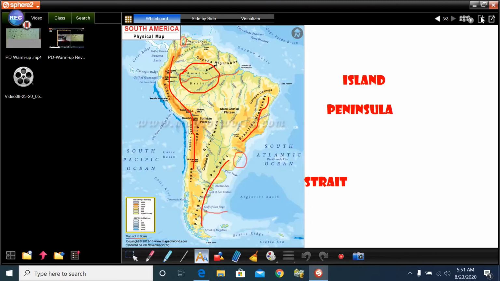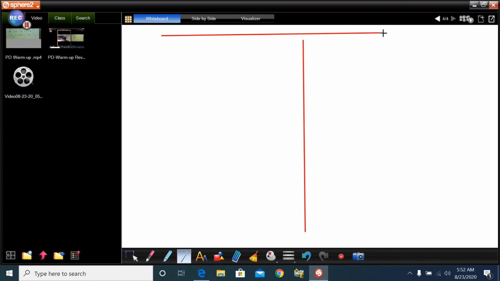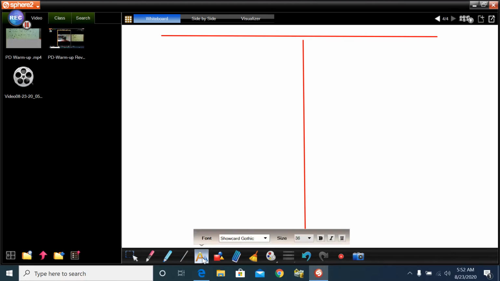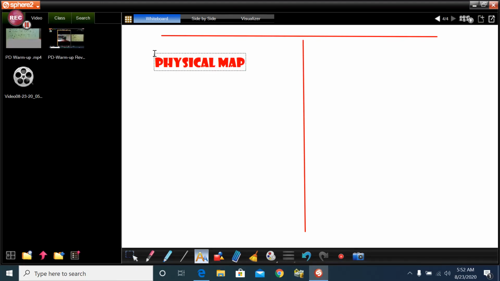So what I'm going to ask you to do is I'm going to ask you to write down, this will be your exit ticket for the day. And I would like you to write down 3 differences between a physical map and a political map.